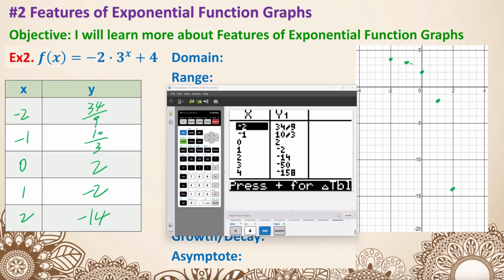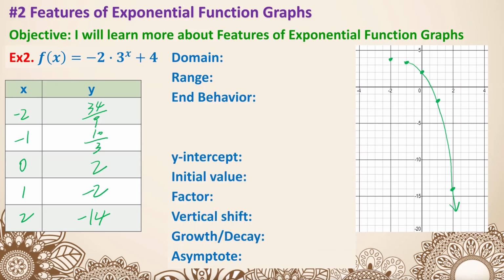So you can clearly see this end is going down pretty fast. So you know what's happening on this end. As for the other end, we may want to go through the features to actually identify exactly where the asymptote is. So domain, always easy, negative infinity to positive infinity.